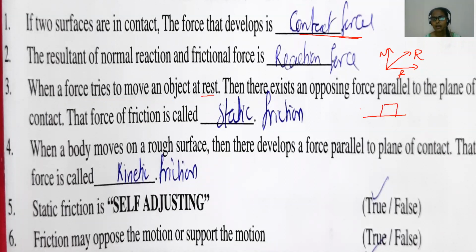Next, when a force tries to move an object at rest, we learn these two important things in the next concepts. When a body is at rest, however much force you apply, the body is not moving. It is still at rest only. In that condition, the opposing force will come. That we call static friction. Static means the body is not moving. It is just at rest only. So in that condition, it is called static friction.